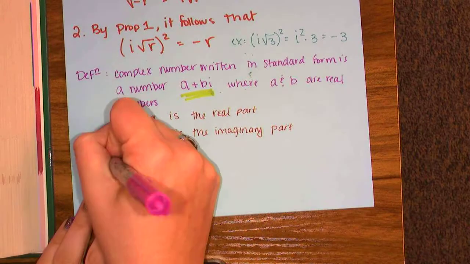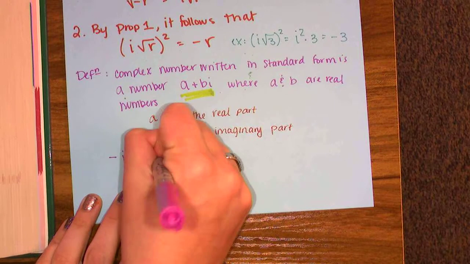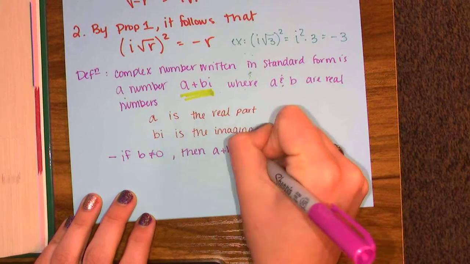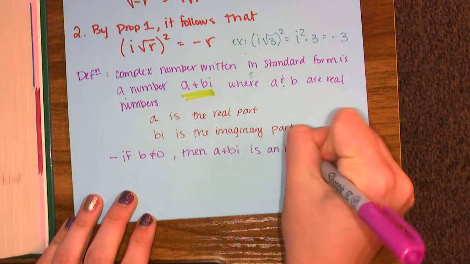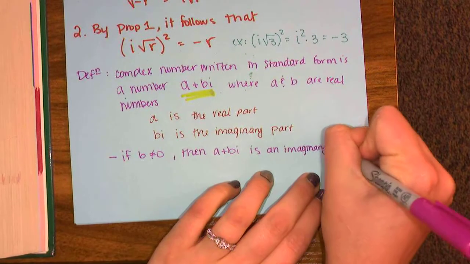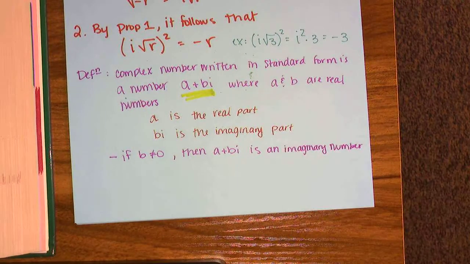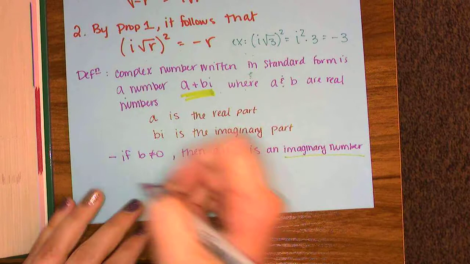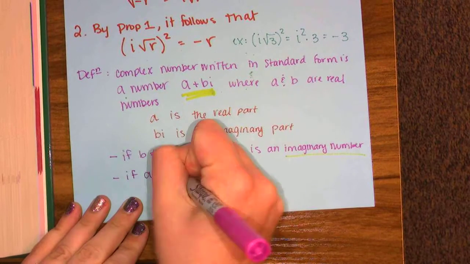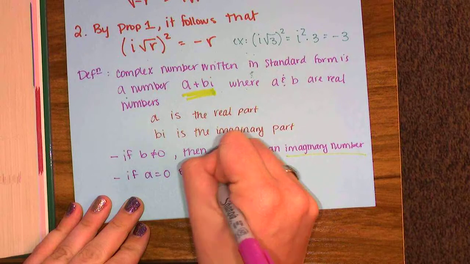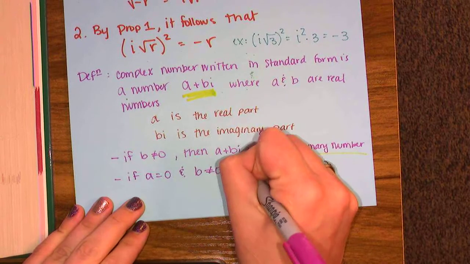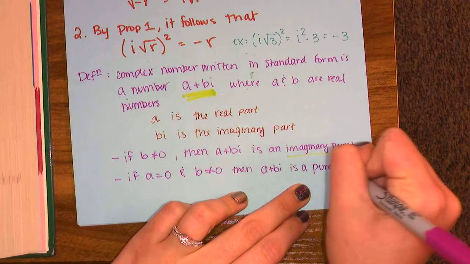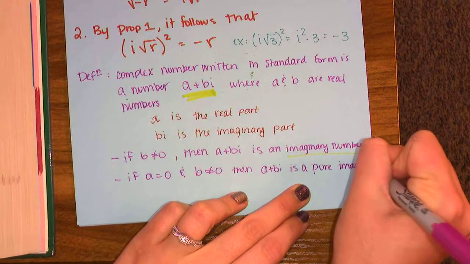Let's see, and then two more things under here. If b is not equal to 0, then a plus bi is an imaginary number. If a is equal to 0 and b is not equal to 0, then a plus bi is a pure imaginary number.